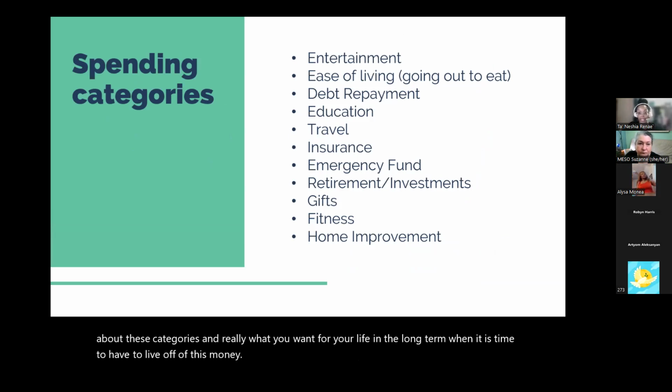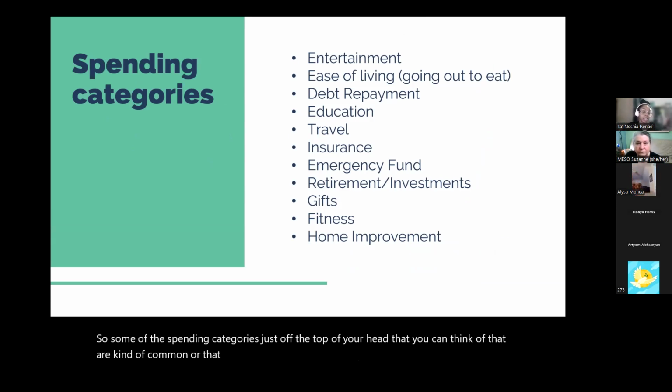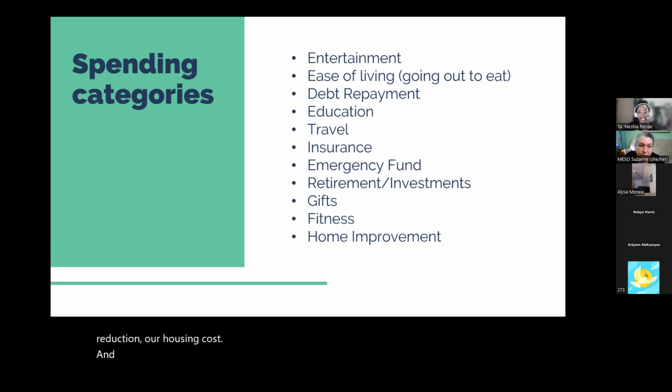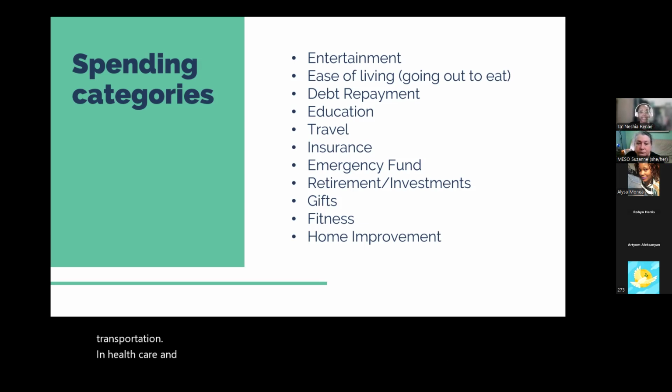Some of the spending categories, just off the top of your head, that are common or that we should always include are entertainment, going out to eat, debt reduction, and our housing costs. I'm taking out of these spending categories the must-haves, the things that we just have to pay, like housing, food, utilities, transportation, healthcare, and basic living necessities.